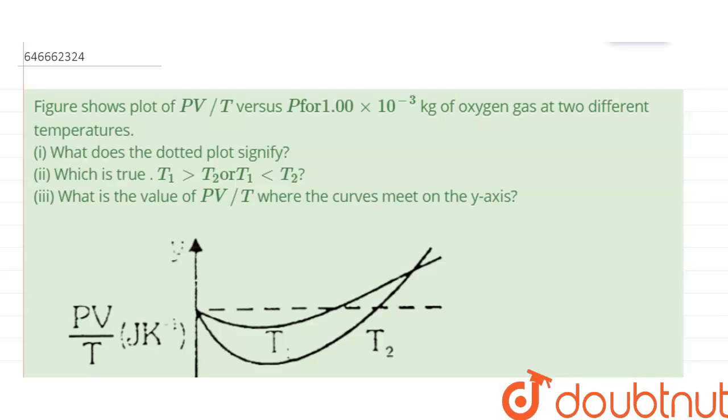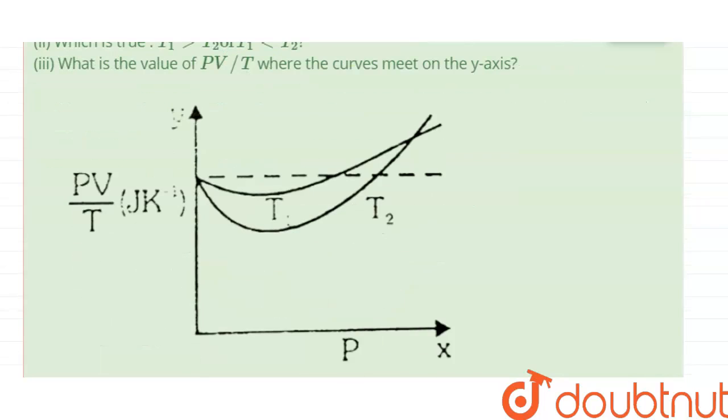Hello everyone. So the question is, the figure shows a plot of PV upon T versus P, where P is the pressure, V is the volume, and T is the temperature for 1 into 10 to the power minus 3 kilogram of oxygen gas at two different temperatures, T1 and T2.